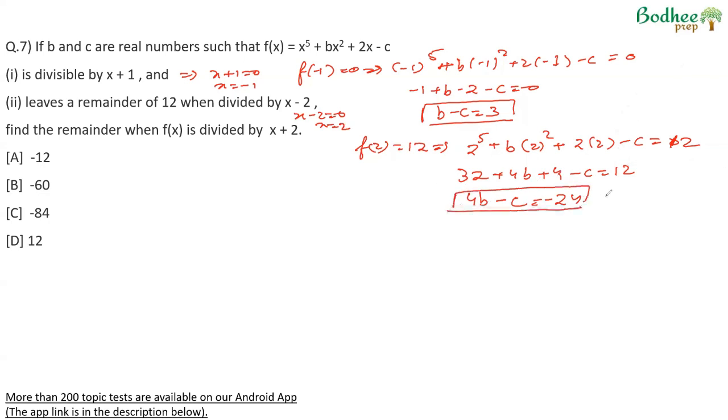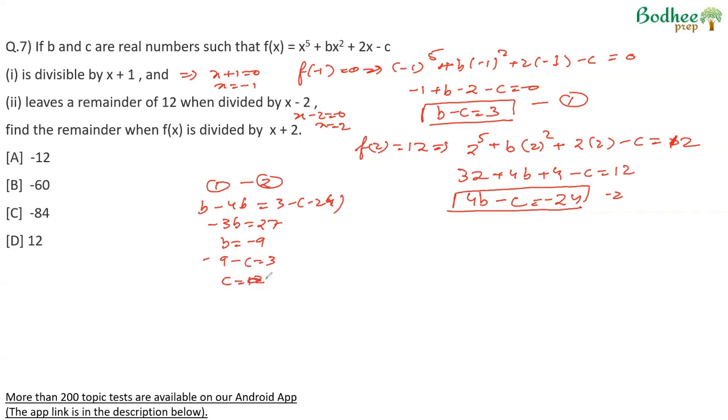This is equation number 2. This was equation 1. Now if we subtract equation 2 from equation 1, the 4b minus 4b and minus c plus c cancel, and this is equal to 3 minus minus 24, which is 27. So minus 3b is equal to 27, or b is equal to minus 9. If b is minus 9 and we put the value here, minus 9 minus c is equal to 3. So c will come out to minus 9 minus 3, which is minus 12.